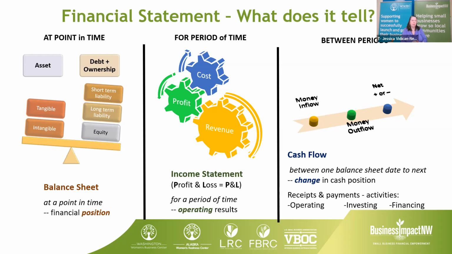It goes between the periods, and it shows the change in your cash position from one balance sheet date to the next. And you'll have your money that comes in and your money that goes out, and whether it's positive or negative at the end of the period that you're running for that cash flow. And it shows things like your operating and your investing and your financing activities within that cash flow statement as well. The profit and loss statement doesn't show you much of that investing or that finance activity.